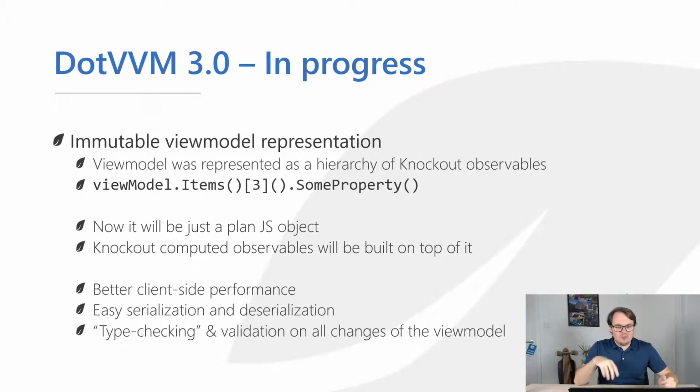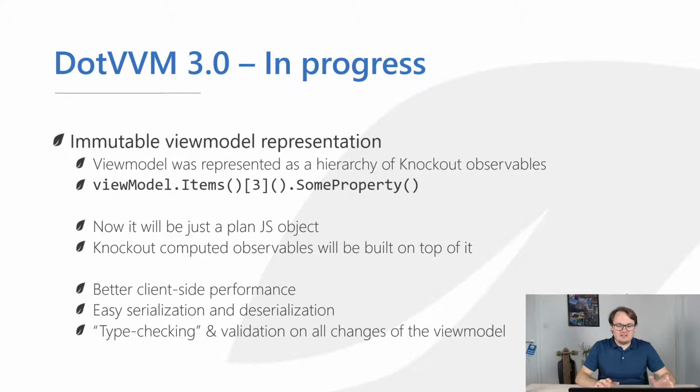Together with this, we plan to change the internal representation of the view model. Right now, as I mentioned, the view model in .vvm on the client side is wrapped as a hierarchy of knockout observables, and it means that you need to use this ugly syntax to do anything with the view model. Most of the time you don't have to, because you are manipulating the view model in C#, but if you are writing your custom JavaScript code and you want to interact with the view model, you need to use this. And we really don't like it.